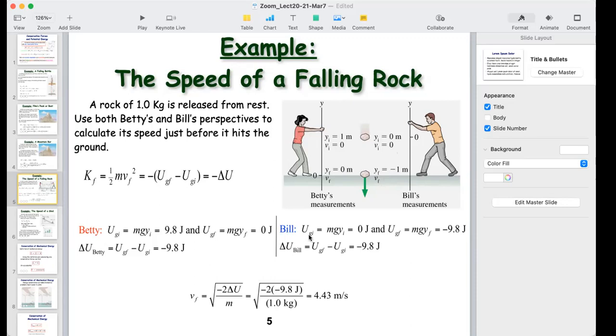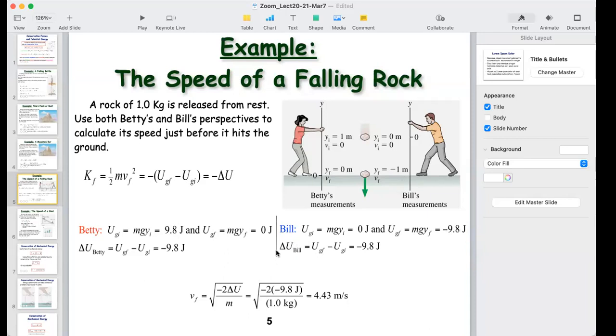So for Bill, we have gravitational potential energy at the beginning, m g y initial, which is 0. So the opposite. Before it was 9.8 joule, and now it's 0 joule. And the final one, m g y final, where this y is minus 1, so it brings it to minus 9.8 joule. So you see that it is the opposite: here was 0, and now we have minus 9.8.